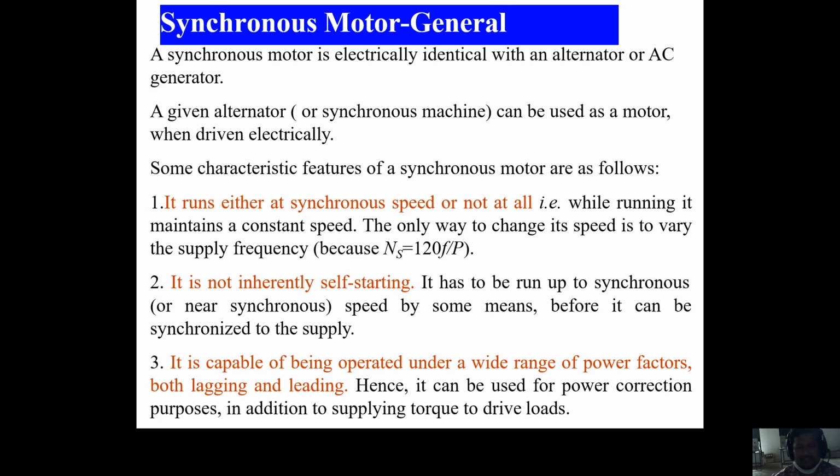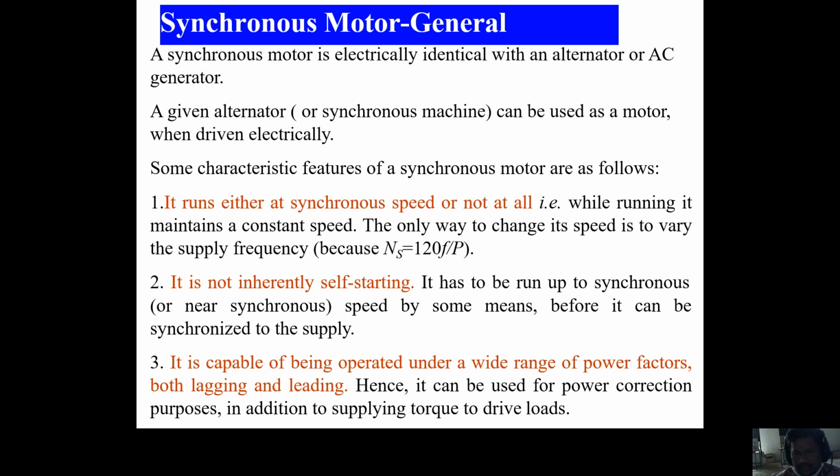Now generally, what is a synchronous motor? A motor is nothing but a machine that converts electrical energy into mechanical energy, right? So a synchronous motor is also electrically identical to an alternator or AC generator. A given alternator can be used as a motor when driven electrically. A synchronous alternator may be replaced by a synchronous motor and driven electrically.